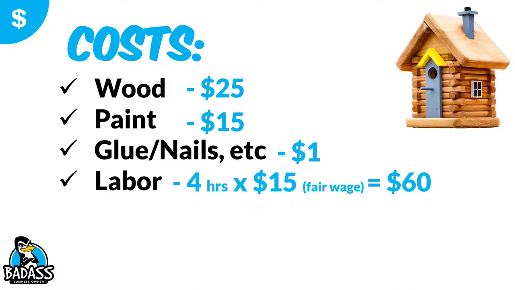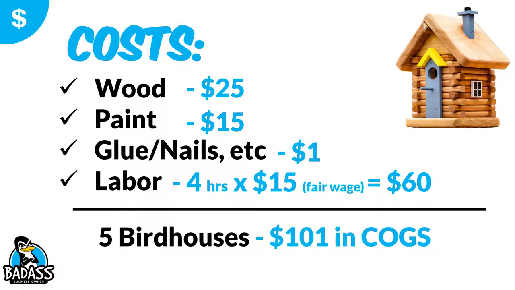And for labor, it takes them 4 hours to put those five birdhouses together. They've decided $15 is a fair wage, which means that they have $60 worth of labor hours included in the building of these five birdhouses, which means five birdhouses cost a total of $101 in cost of goods sold.